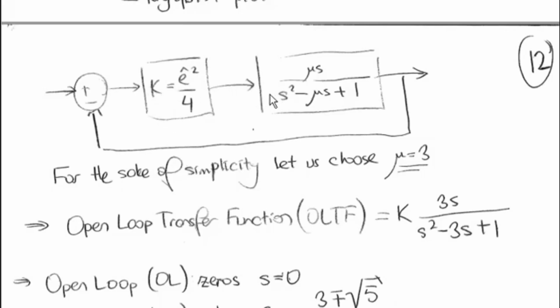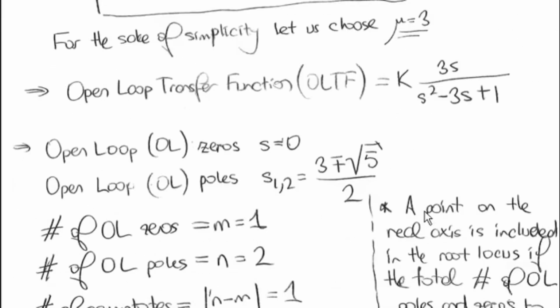So here, the open loop transfer function of this feedback system is everything in the loop. So I have k times this transfer function, where I substitute mu equals 3. And then I can determine the open loop zeros and open loop poles. There is one open loop zero, and that is at s equals 0 here. And there are two open loop poles, and they are given by these equations here.